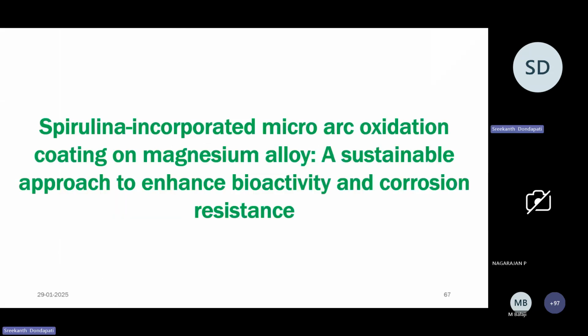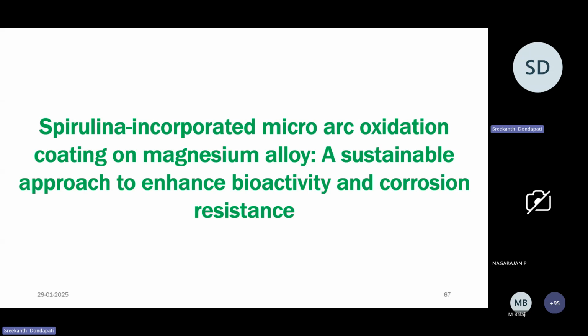And this is the recent study to incorporate spirulina, which hopefully everyone knows about. Spirulina is very good for many health issues, so we take that as a drink. It's an algae, you know. We thought that maybe this can improve the bioactivity and probably characteristics like antibacterial ability and all those things. So we have incorporated spirulina, just as we incorporated hydroxyapatite, into these coatings.